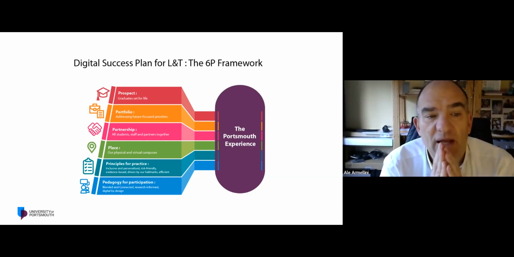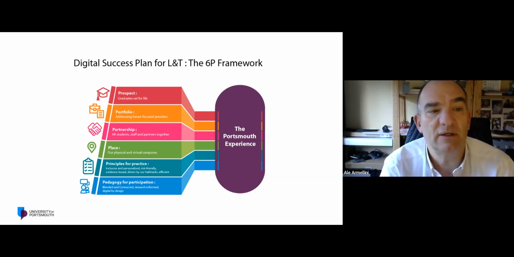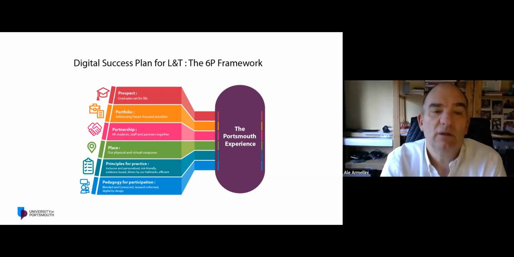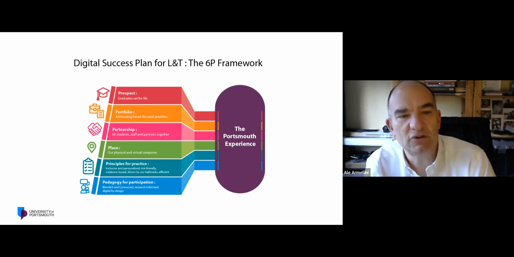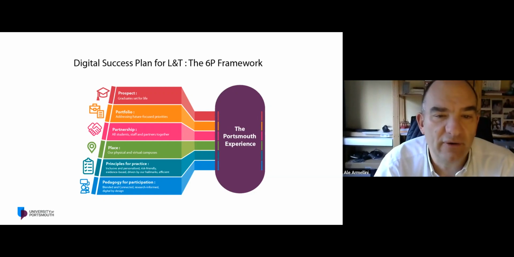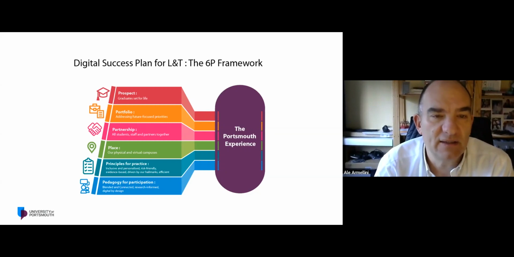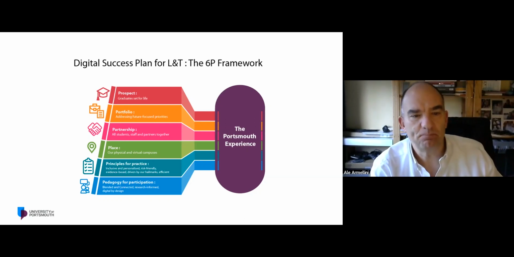And the last 2 are portfolio, which is what's the subject of the review at the moment, and the graduate outcomes prospect, graduates for life, graduates set for life. And that constitutes in this plan the Portsmouth experience. As you can see, the diagram shows a bit of a funnel into the Portsmouth experience. The hope is that we can replicate that funnel on the right-hand side with the wider IS ecosystem that will feed into the same Portsmouth experience.